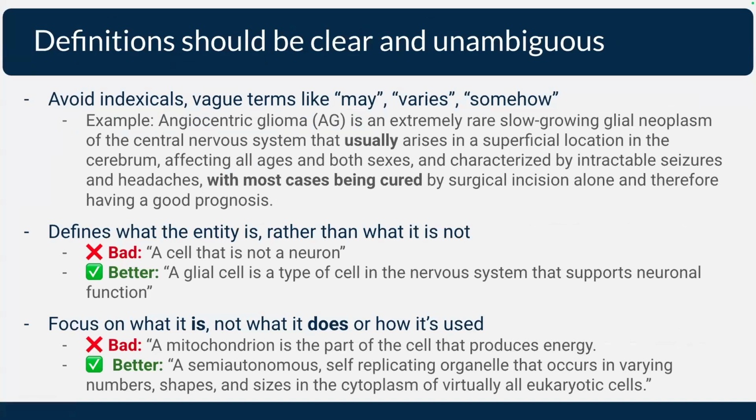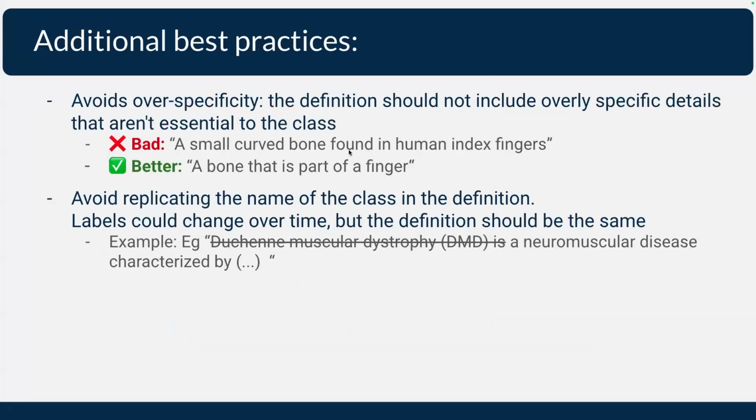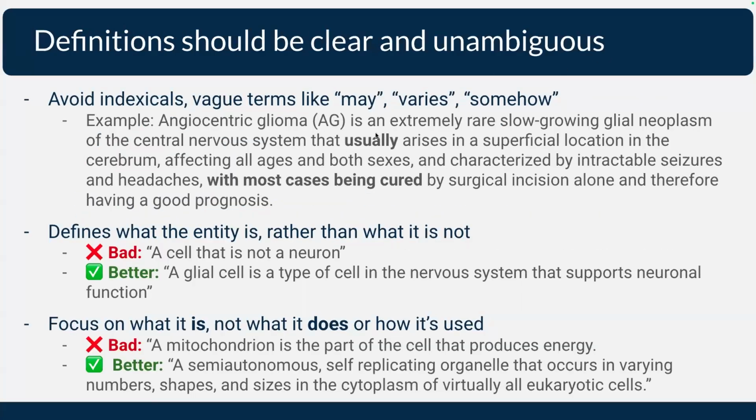Definitions should be clear and unambiguous, and here are some examples that we already sort of mentioned. You should avoid vague terms like "it may do this," "it usually arises from there," "in both cases," blah blah blah. This is really not helping anyone figure out what the concept actually is. If the definition says it is a neoplasm that usually arises from this location, what if you're looking at a neoplasm that does not follow the usual way of things? So avoid this sort of terms in your definition.